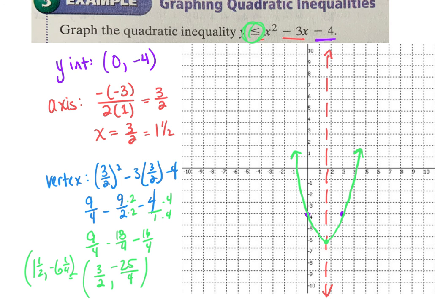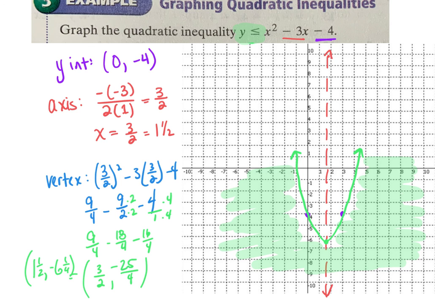Now I have to decide how to shade it. So if I'm going to look at this right here, y is less than or equal to, where do you think I'm going to shade this? Underneath it. So it's actually going to be all underneath this, anywhere underneath my y value. If it were greater than, it would fall inside of it. All right. So you graph it the same. You just decide where to shade at the very end.